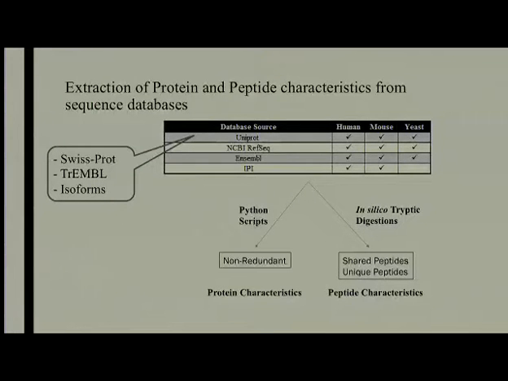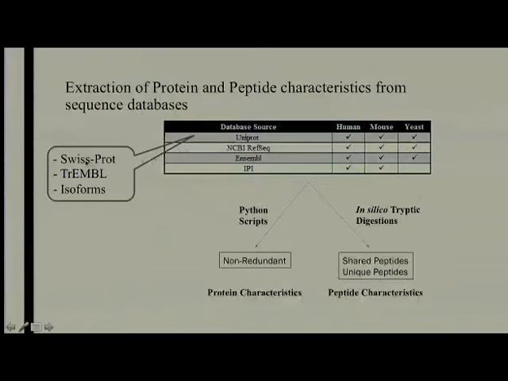So the first thing we're going to look at is the protein and peptide characteristics from sequence databases. We've chosen sequence databases from four sources for human, mouse, and yeast. In my presentation today, I'll only be comparing human and yeast, by the way. And so we have a UniProt database that contains SwissProt, which is a manually curated and highly annotated database. And then you have TrEMBL, which has automatic annotations of protein sequences. It doesn't have as high a level of curation and annotation as the SwissProt database. And then we finally have the isoforms database.